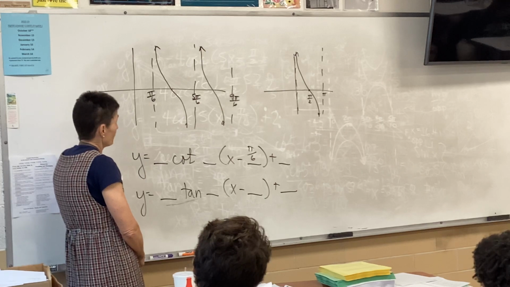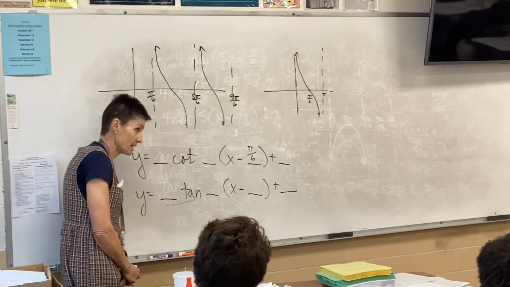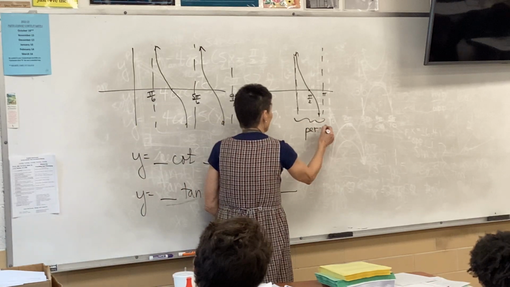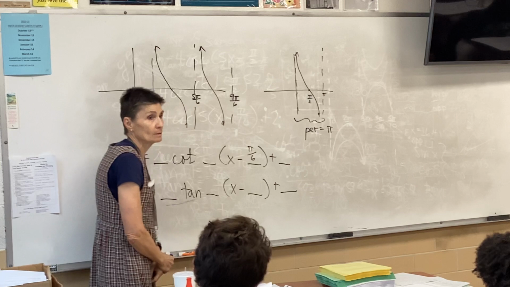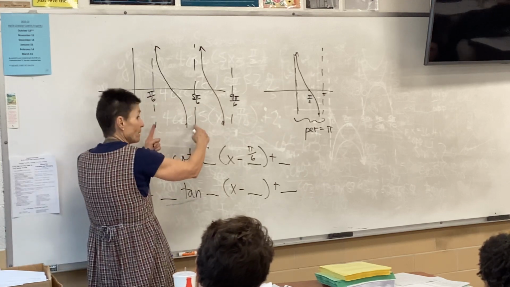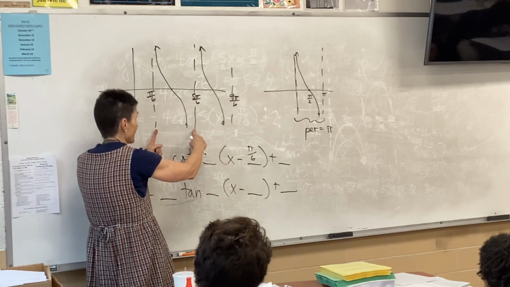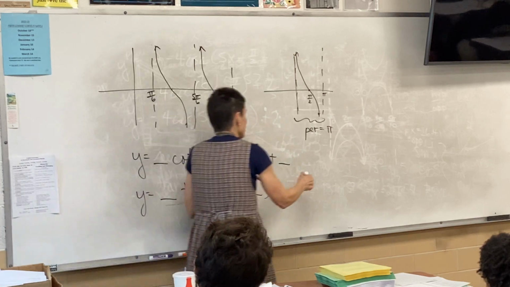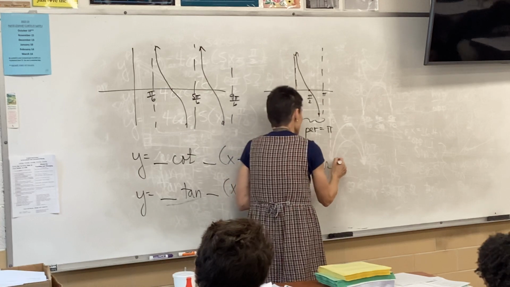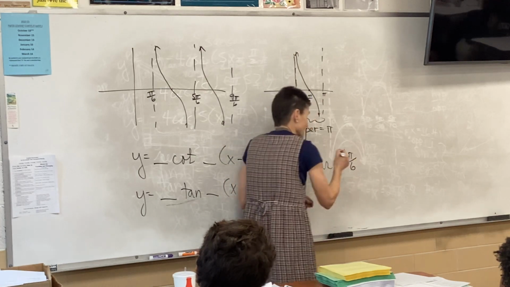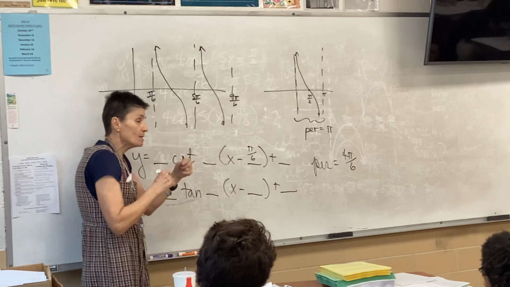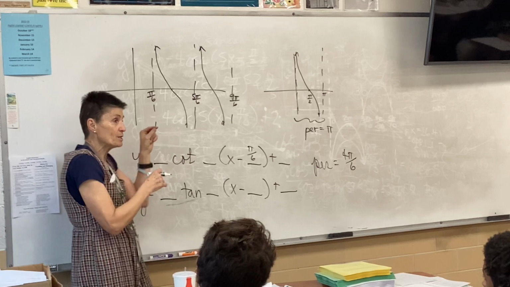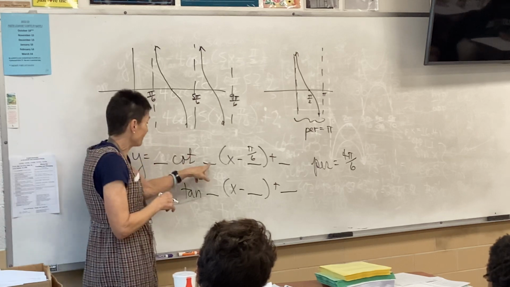Now, the original cotangent, as Leah just said, has a period of pi. This is one period and it is not pi. What is this? 4 pi over 6. So the period of this one is 4 pi over 6. Now think about the problem we just did. When we had to find the period of the thing we just drew, we took 2 pi and divided it by this number.